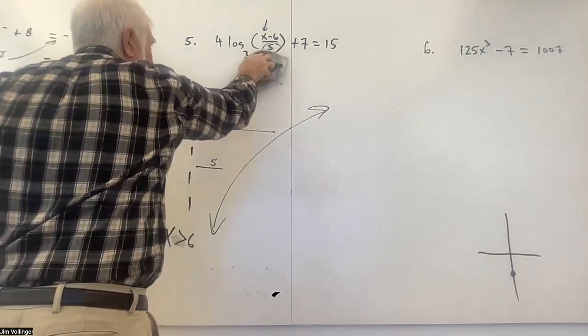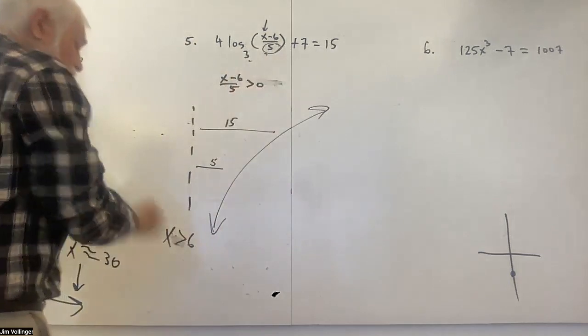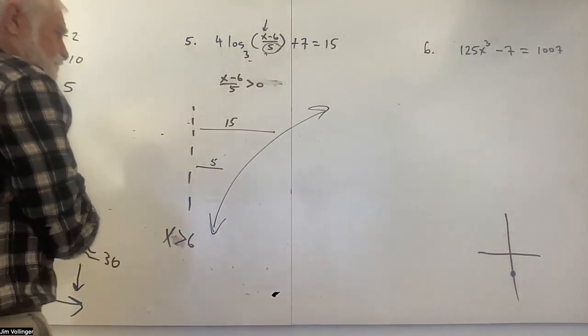Okay. So what makes (x minus 6) over 5 greater than 0? X's have to be bigger than 6.